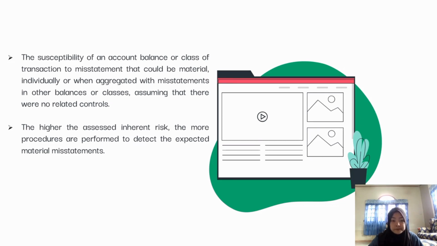So, for account balances or transactions that are more susceptible to material misstatement, inherent risk is assessed at a higher level. So, the higher the assessed inherent risk, the more procedures are performed to detect the expected material misstatements. For account balances or transactions with lower inherent risk, less extensive procedures may be performed.